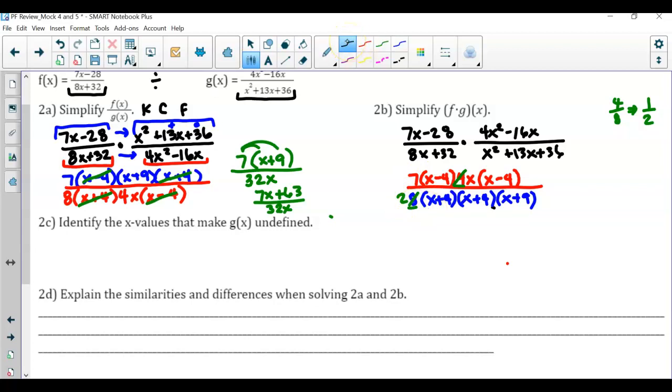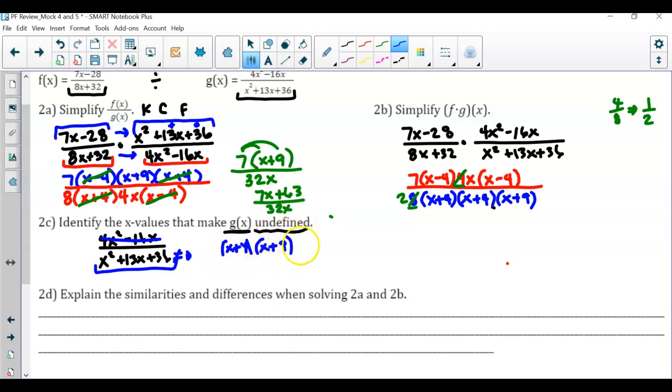Now, 2c is asking what x values make g of x undefined. So g of x here is 4x squared minus 16x over x squared plus 13x plus 36. Remember, we're looking for what x values make this undefined. When undefined, we focus only on the denominator because the denominator cannot equal 0. So I'm not even worried about the numerator here. We've already factored this. We know that this is x plus 4 times x plus 9, which cannot equal 0. That means the two values that make this undefined are x cannot equal negative 4 and negative 9.